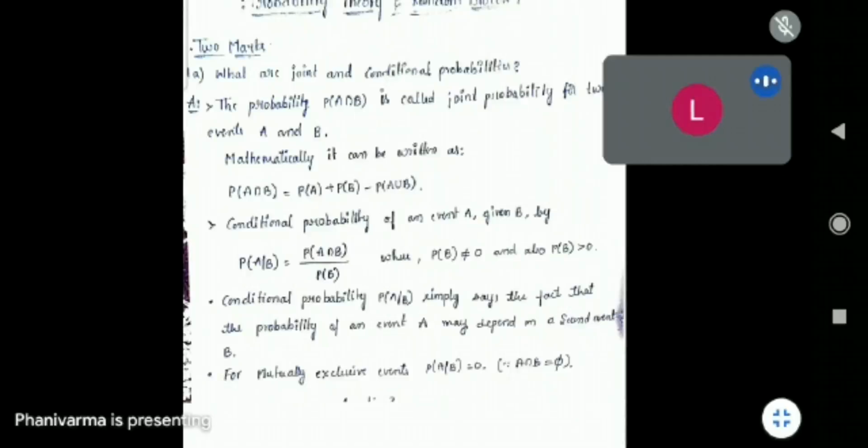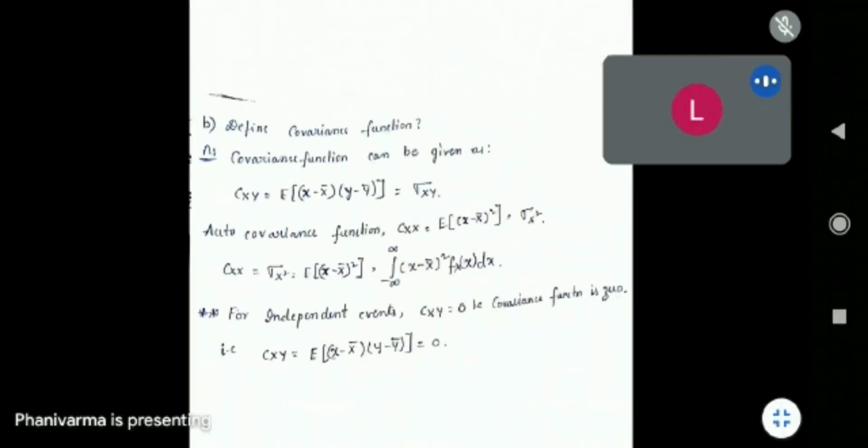For mutually exclusive events, P of A by B is equal to 0. That implies P of A intersection B is equal to phi. So for the 2 marks, if you write the definition and the mathematical formula for both the joint and conditional probabilities, that is enough. Now coming to the definition of covariance function. The covariance function is generally given as Cxy is equal to E of (x minus x bar) into (y minus y bar), which is equal to the variance, sigma xy.